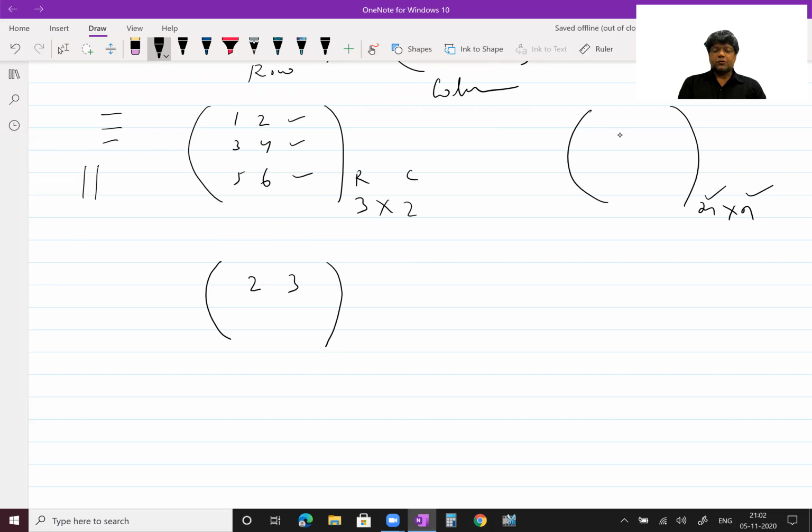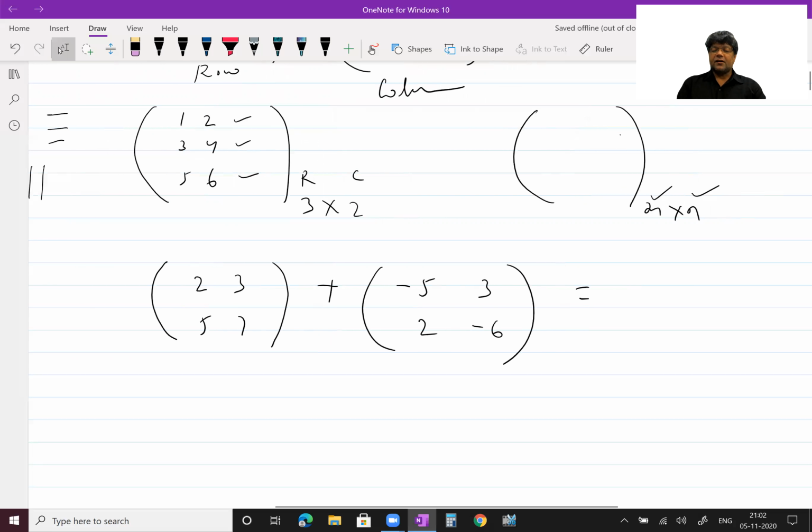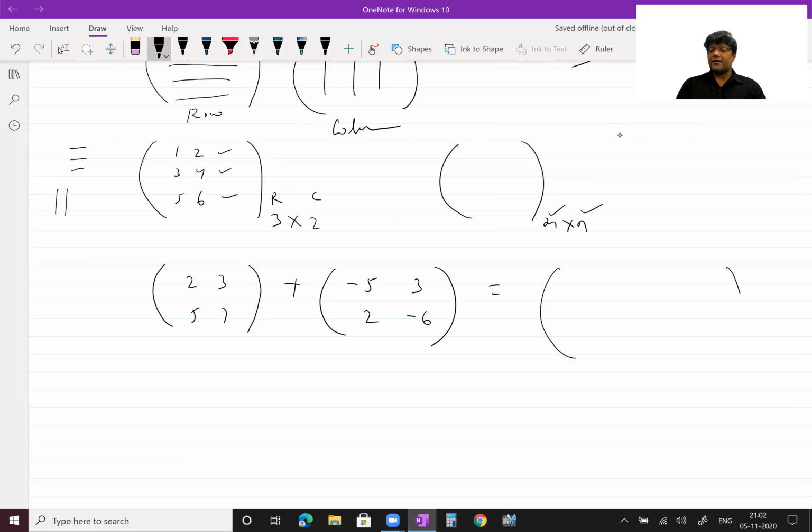How to add? Suppose 2, 3, 5, 7, and you are to add this with a matrix -5, 3, 2, suppose -6. Then what is the result? Each element will be added to the element of the same position. 2 will be added with -5, so 2 plus -5 is -3. 3 plus 3 is 6. 5 plus 2 is 7. Now this 7 plus -6, 7 minus 6, is 1. So this is the result of these two matrices.